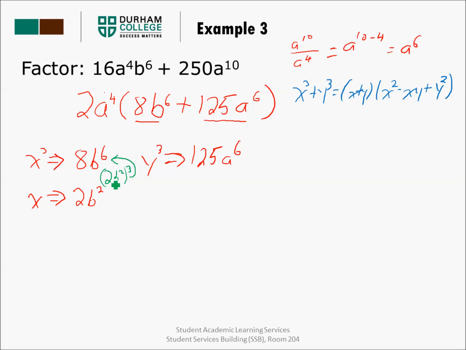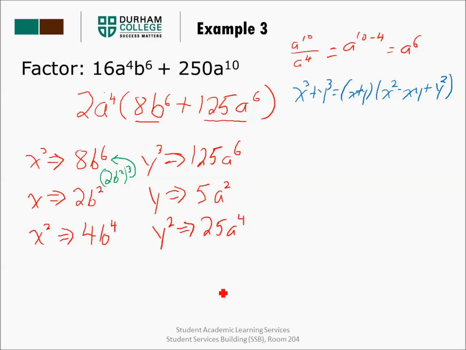The 2 cubed becomes an 8, the b squared cubed becomes b to the 6 because the 2 and the 3 are multiplied. Same thing for y. So y is going to be 5a squared, because 5 cubed gives you 125, and a squared cubed gives you a to the 6th. So that's y. Next, x squared is going to be what x was, and just square it, so 4b to the 4. y squared is 25a to the 4.